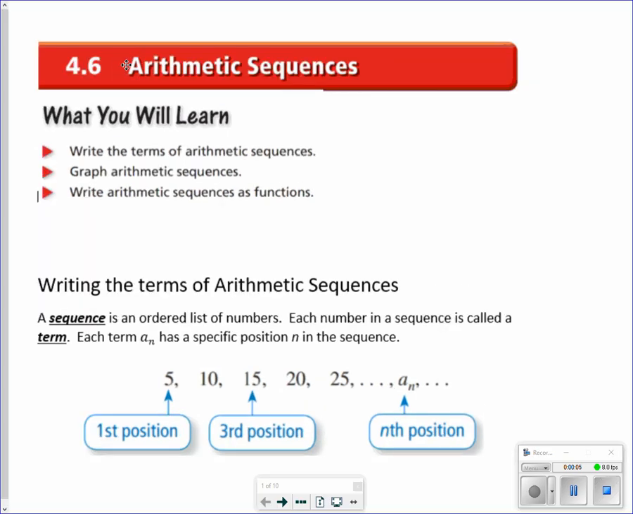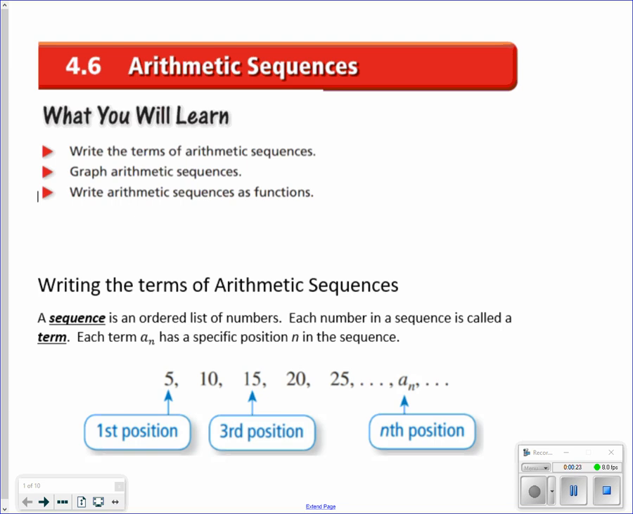Today we're going to talk about what's called an arithmetic sequence, and this one kind of gets thrown in here just a little bit, but it does go along with some of the things that we have been talking about. An arithmetic sequence is basically an ordered list of numbers, and each number in the sequence is called a term, and each term is in a position.